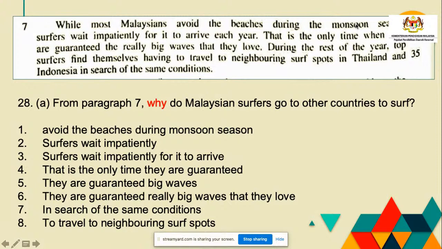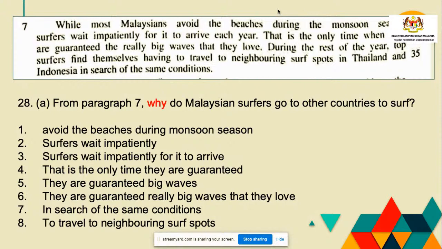Surfers wait impatiently for it to arrive each year. So, diorang terpaksa menunggu dengan tak sabarnya tahun depan pula. Kan? So, that is the only time when they are guaranteed the really big waves that they love. Sebab apa? Sebab masa tu je lah yang mereka akan dapat rasa big waves tu. Big waves yang tower over them tu kan? Okay. So, masa tu je diorang boleh rasa.